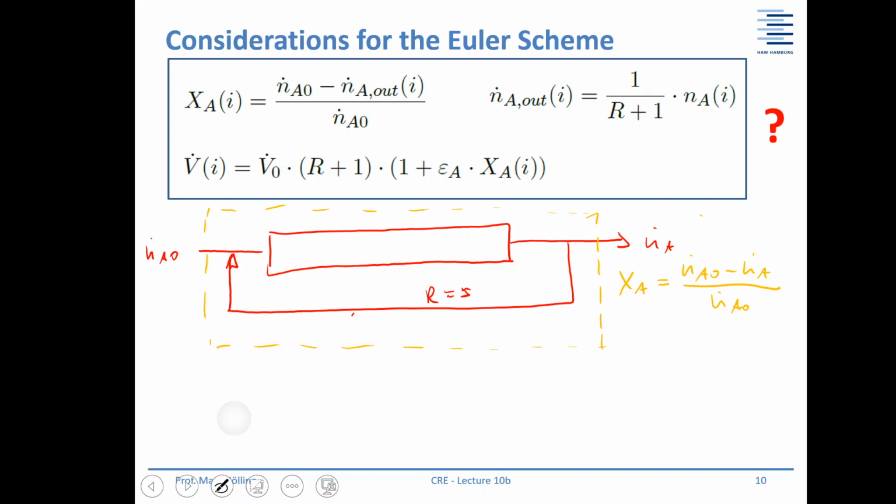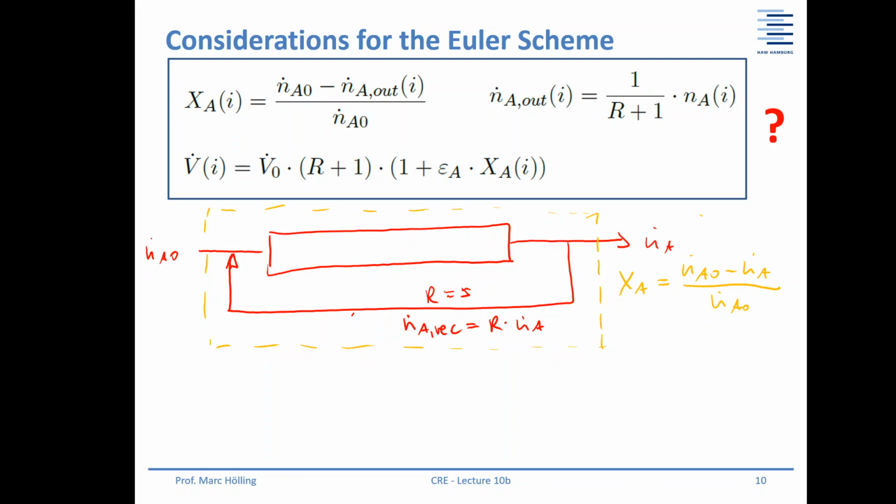If you have a recycle ratio R, this means that your N_A recycle is R times N_A. So if you have a recycle ratio of 5, and, for example, a mole flow of 1 kilomole per hour of component A leaving, this means that 5 kilomoles per hour of component A are sent back to the inlet of the reactor, and you have a much higher mole flow of component A inside the reactor.